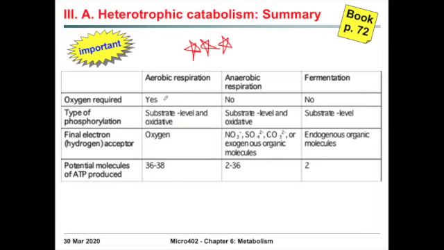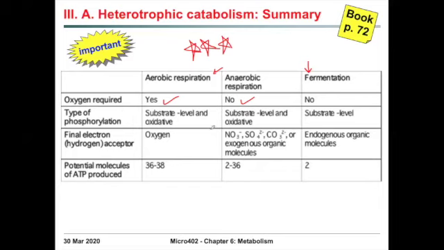Which one requires oxygen? Only aerobic respiration. So bacteria that do aerobic respiration are usually obligate aerobes. Some bacteria are able to do both aerobic respiration and fermentation, and they're called facultative anaerobes. Anaerobic respiration is another option for bacteria. They burn glucose completely, but using substrates that are not oxygen, so they don't require oxygen.